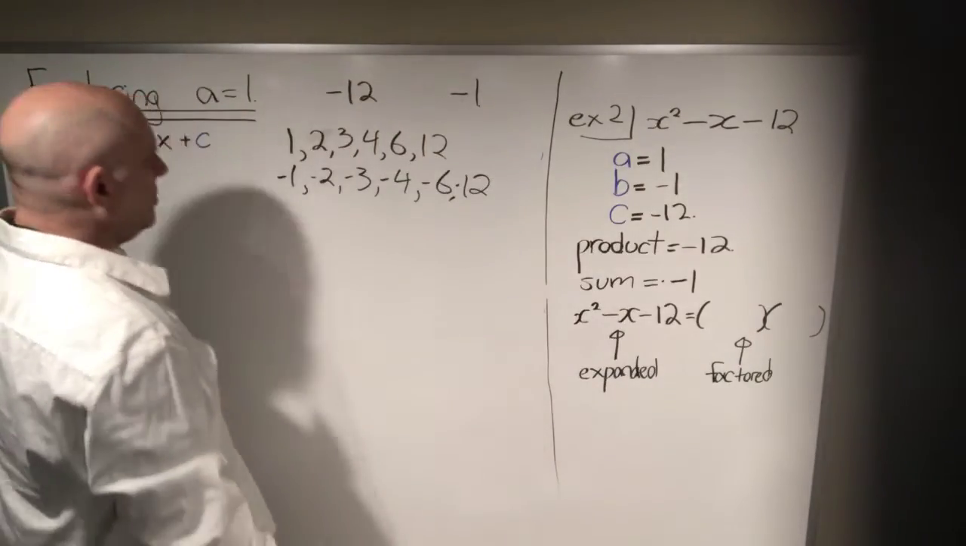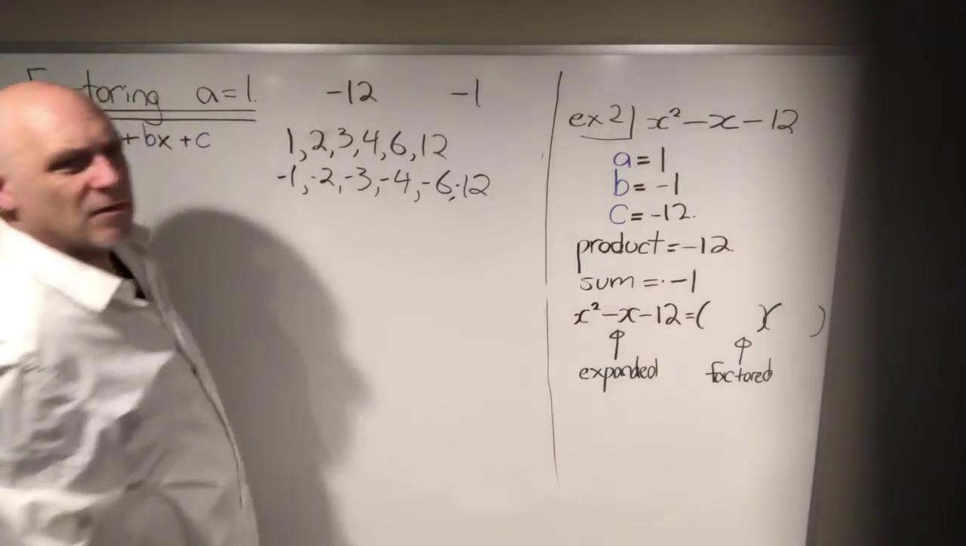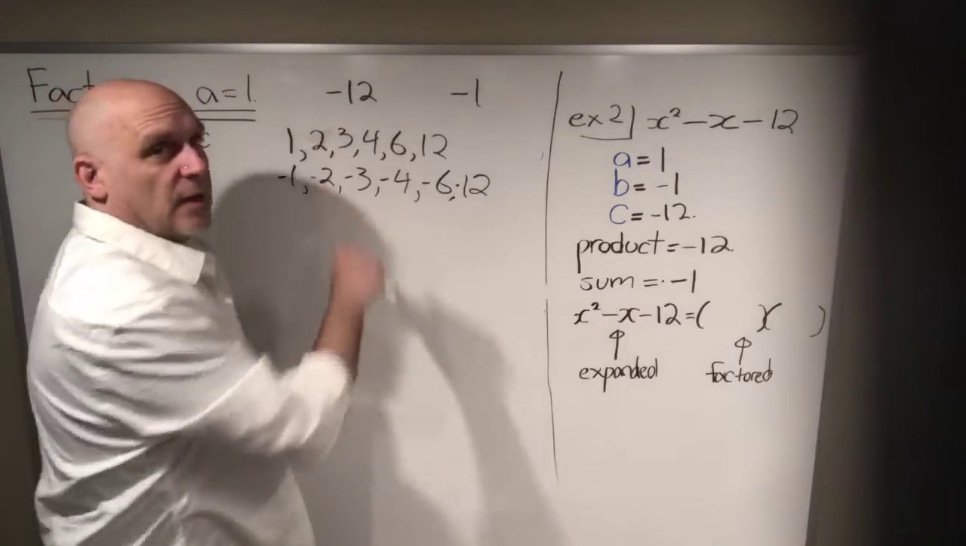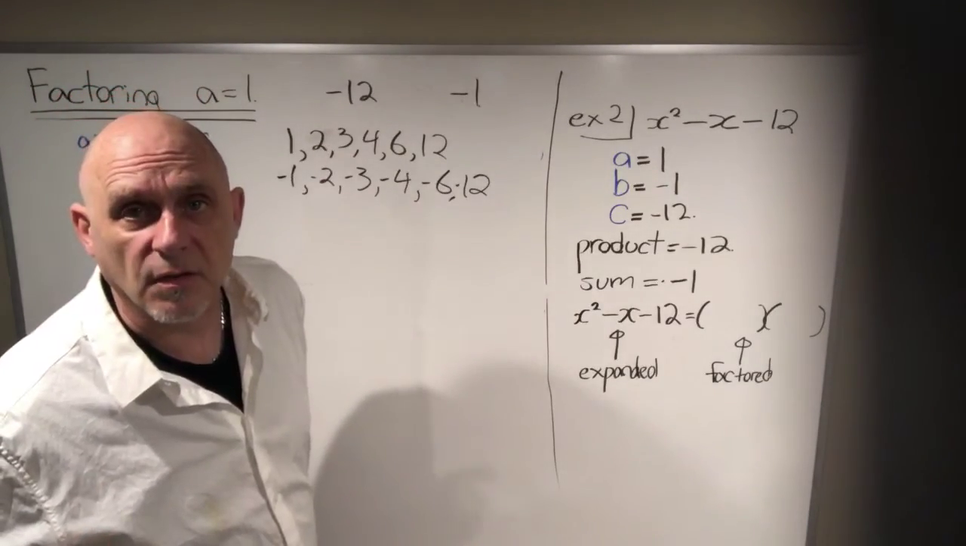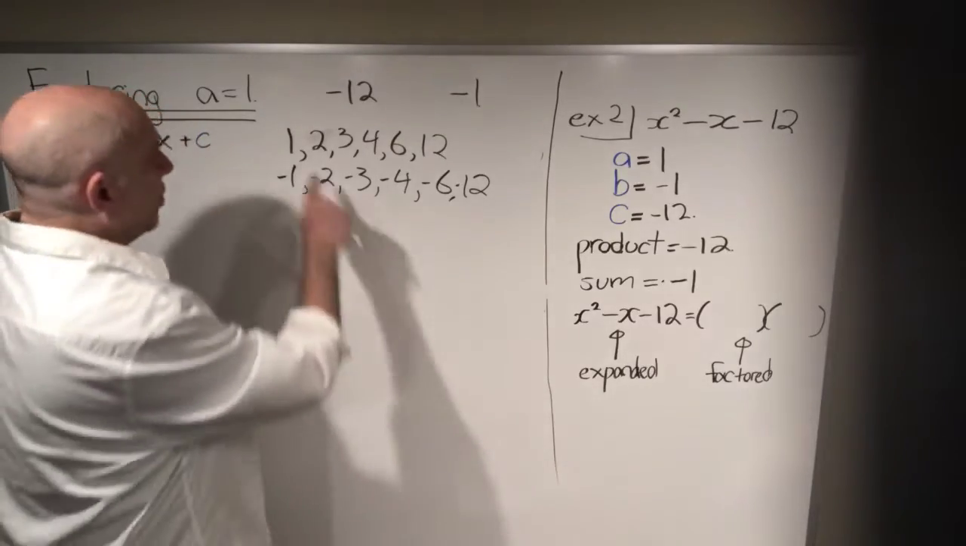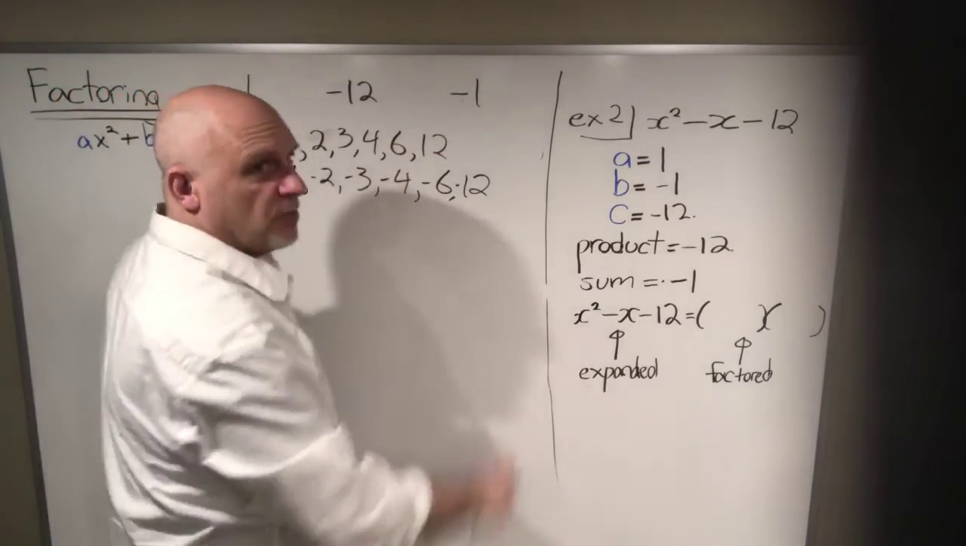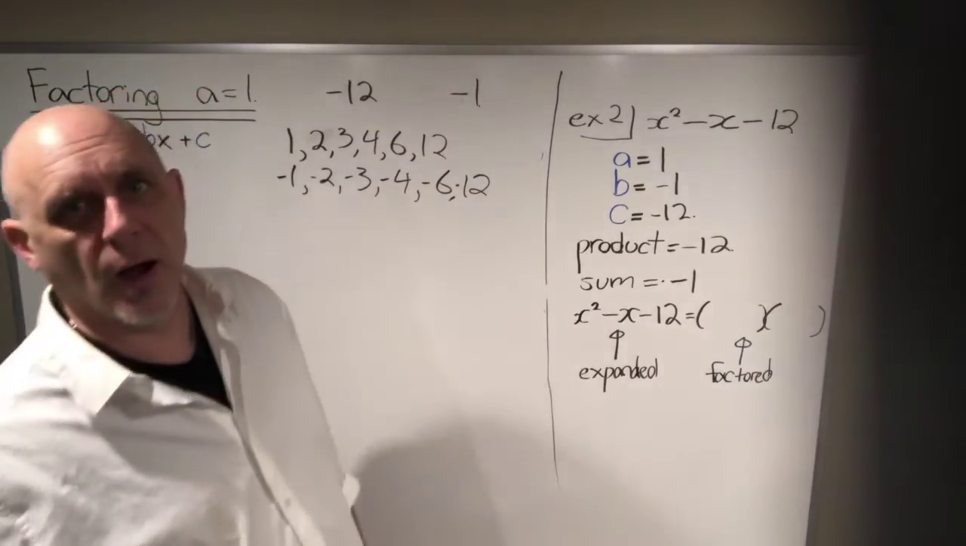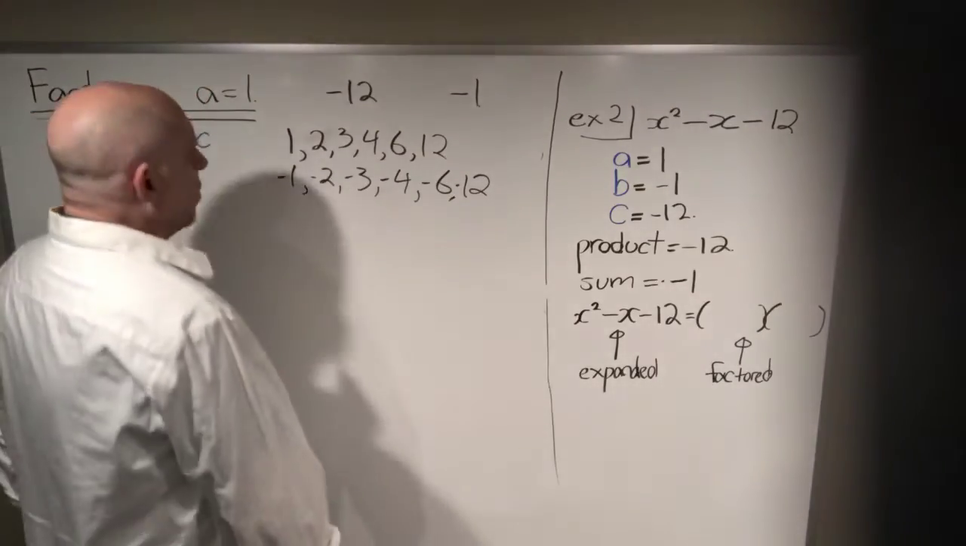Okay. Negative 1, that means these two numbers have to differ. And if they multiply to negative 12, you know one of them is going to be negative, the other is going to be positive. One is going to be from this list, the other is going to be from that list. And they have to differ by 1. What differs by 1?